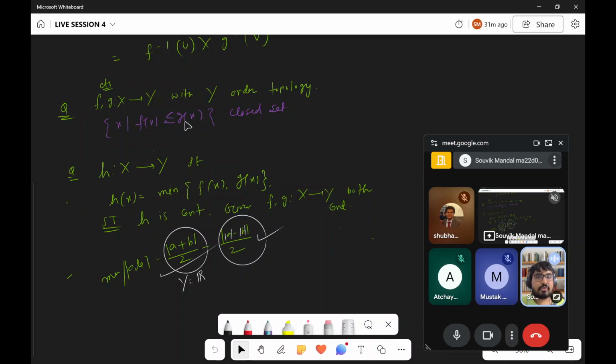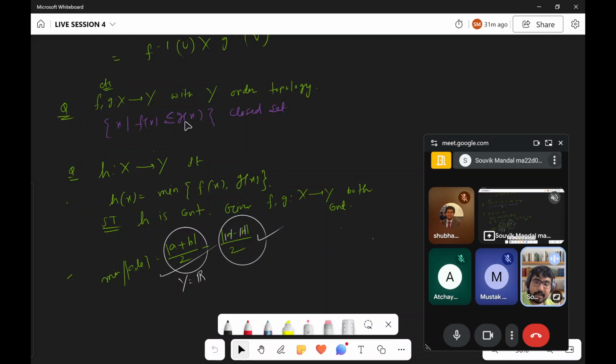You need to construct two closed sets such that the union is X, then you need to use the gluing lemma. So think about it, take your time: how to construct capital A and capital B so that you can apply the gluing lemma. We have to construct capital A and capital B which are closed in X such that we can construct the map H.